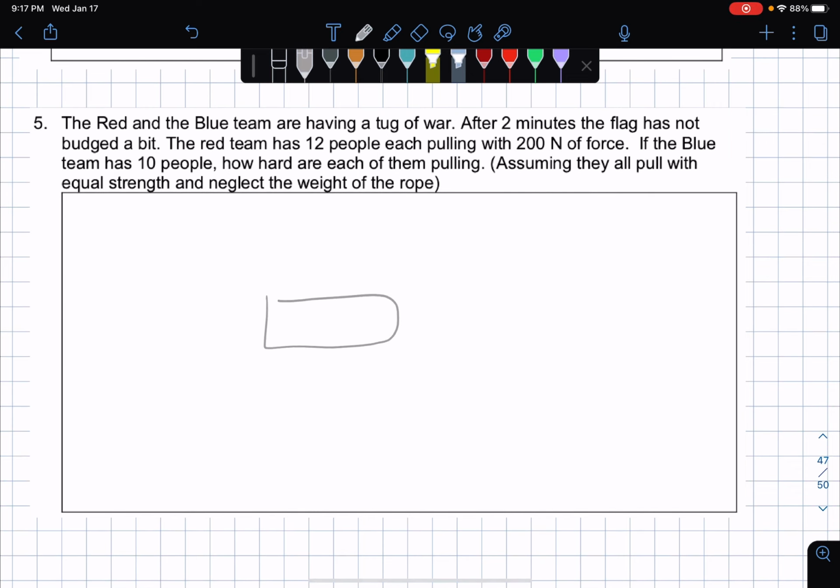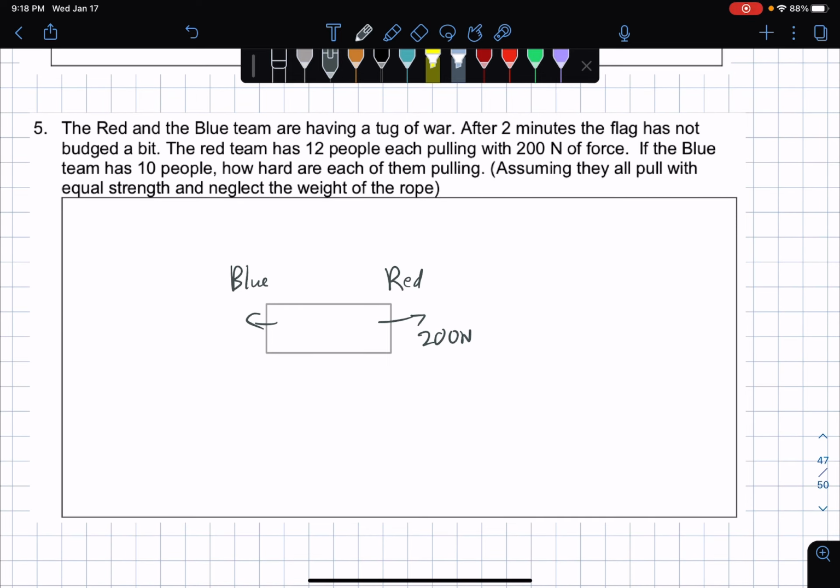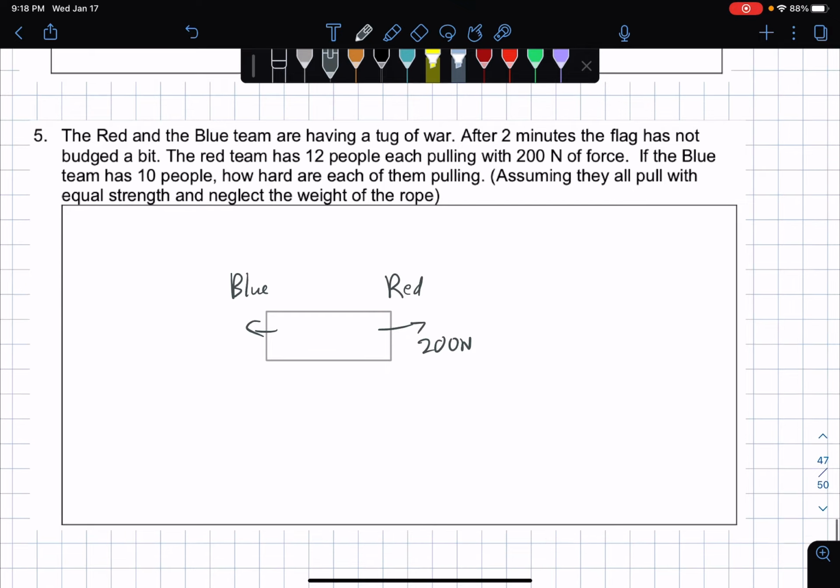The red and blue team are having a tug of war. After 2 minutes, the flag has not budged a bit. The red team has 12 people pulling with 200 newtons of force. Let's say this is red, this is blue. So red has 200 newtons of force, blue has 10 people. How hard are each of them pulling? Okay, so we don't know that value. Let's see if we can calculate for it.